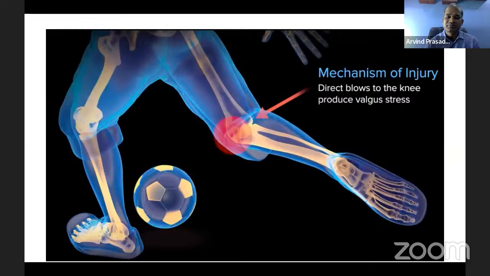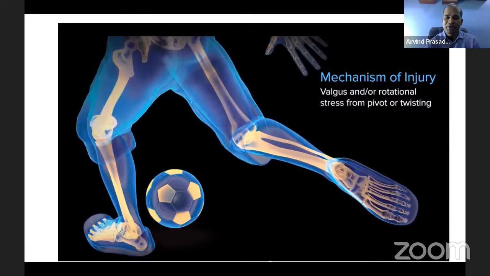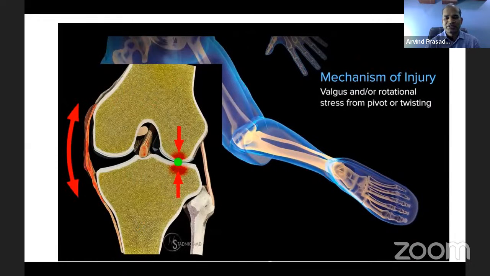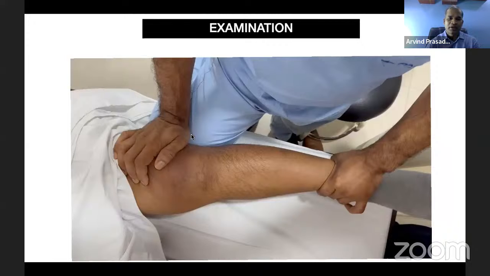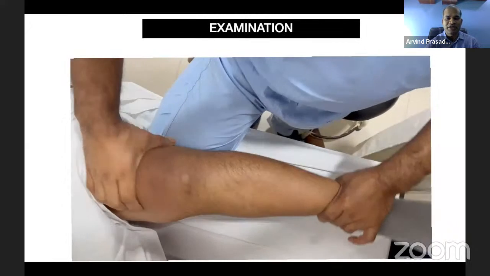And the mechanism is many a time a direct blow that leads to valgus, or maybe valgus and rotational stress from pivoting over the knee joint. So this is how the valgus as well as anteromedial rotation of the tibia leads to injury of the MCL, as well as anterior rotation leads to injury to the ACL also. And in this fashion, in MRI, you can find edema of the lateral femoral condyle and the lateral tibial condyle also.